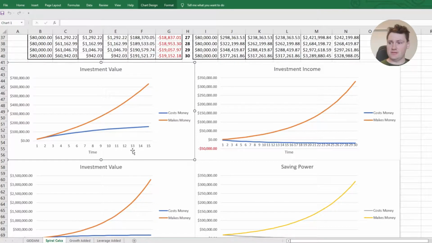Now, I've only put 15 years on this particular graph, mostly because it spirals out of control, and it's very hard to see what the impact is on the curvature of the graph for the costing money side of the equation. So what you can see here is that the investment value for an investment that puts additional money into your pocket starts to spiral in an exponential curve going upwards. Inversely, if it costs you money to maintain the asset, the curve goes in the opposite direction.